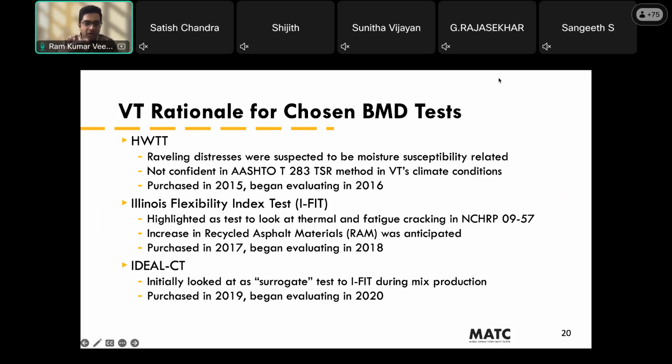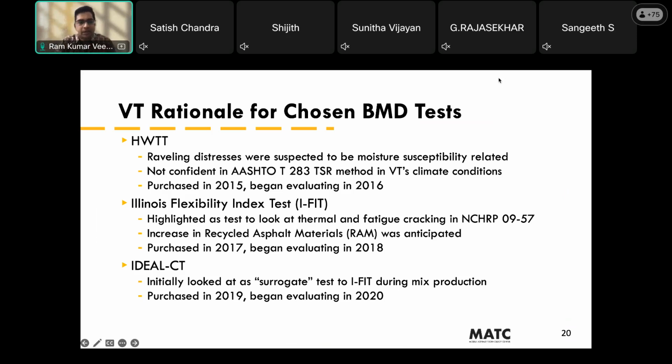The other issue with the traditional approach was that they were not confident in the AASHTO T283 standard, or TSR method, because of Vermont's climatic conditions. It didn't properly simulate the exact field conditions, and they failed. That's one of the reasons why they moved towards the Hamburg wheel tracking test. Vermont actually purchased this device in 2015 and began evaluating it in 2016. And this is for the rutting aspect.